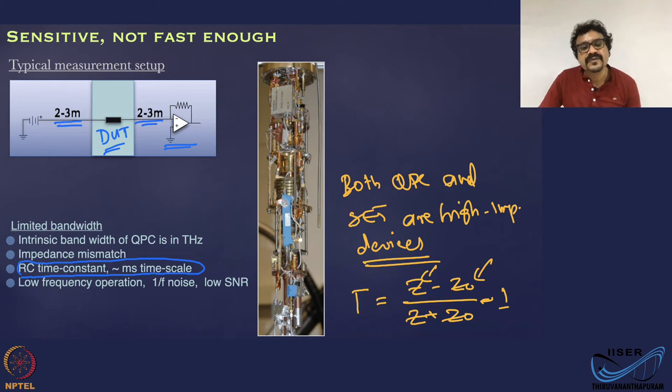So now you are suffering two things. Number one, there is a high RC time constant, of the order of a millisecond, and you have a huge impedance mismatch. They are actually one and the same thing if you look carefully. And finally, you also have 1/f noise, because you are limited to a low frequency range where the 1/f noise is dominant. That also contributes to a low signal to noise ratio, which is going to affect your detection speed and sensitivity.